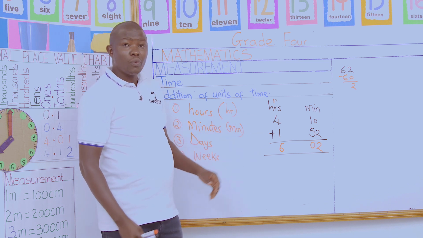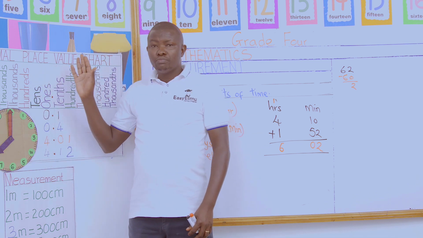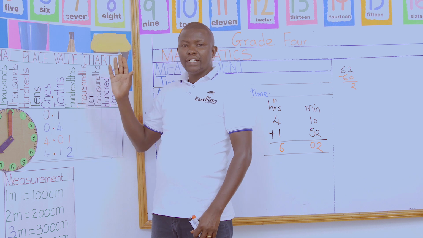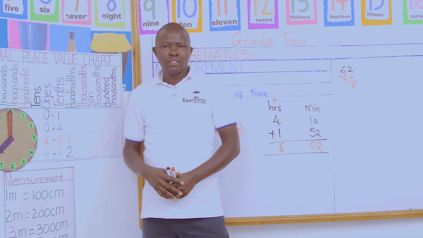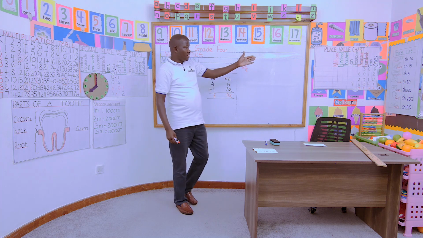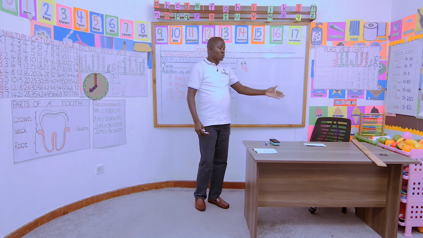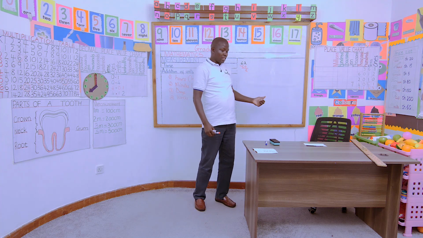Remember, when you are adding, arrangement of your digits is very vital. You can use the number charts or the place value chart. We have it there, the place value chart. You can also use the abacus. We have the abacus in our addition.